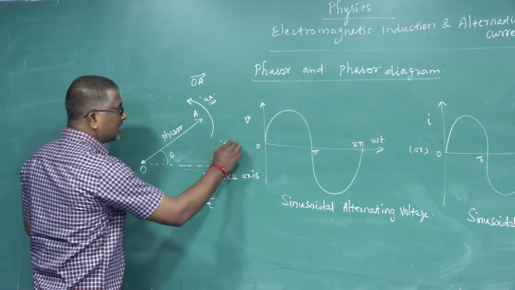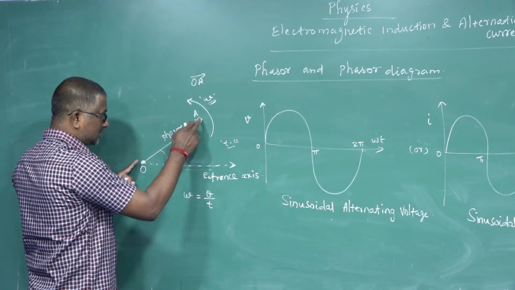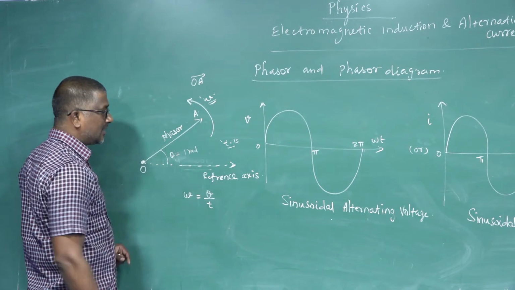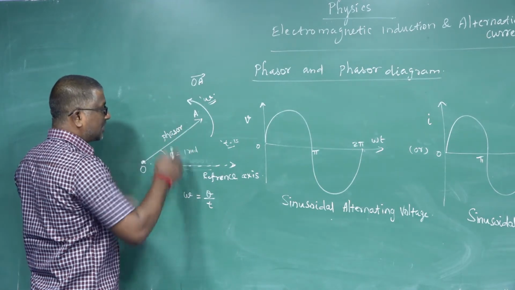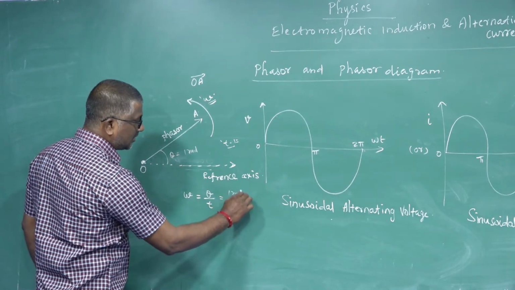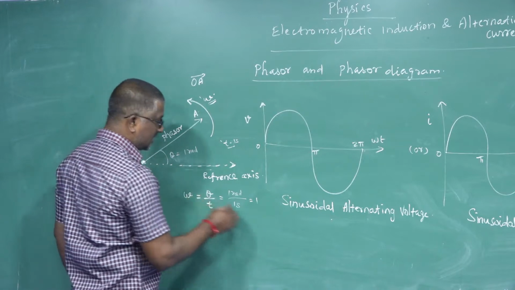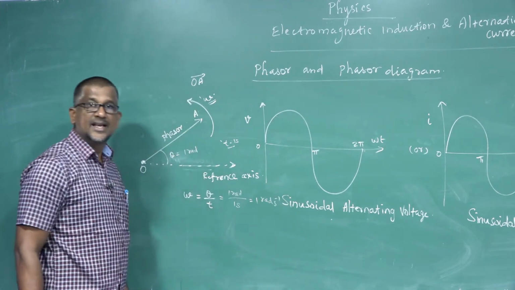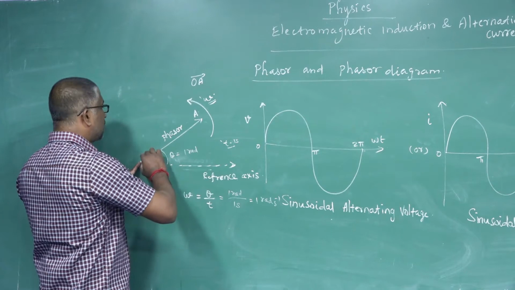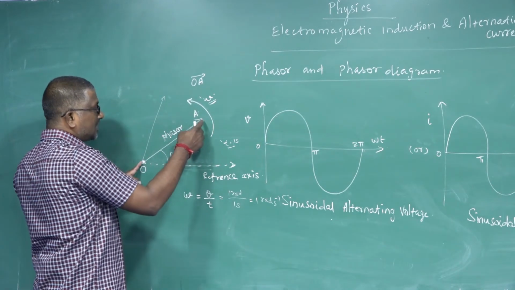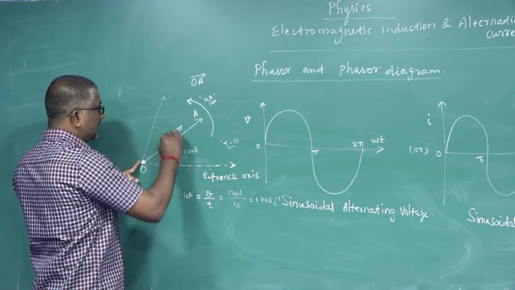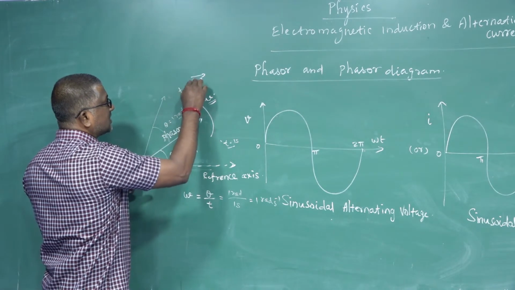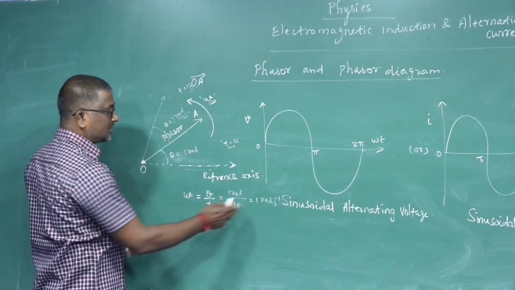Suppose in 1 second the angle made by this radius vector with respect to the reference axis is, for example, 1 radian. Then the angular velocity of this phasor is 1 radian divided by 1 second, that is 1 radian per second. And after another 1 second, the phasor comes from this position to this position and makes the same angle, theta equal to 1 radian, in the time interval of 1 second. Now also the angular velocity is 1 radian per second.